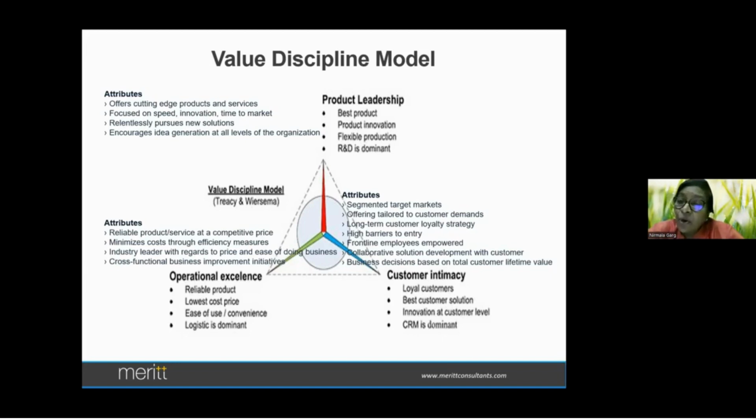Okay. Now, why did we talk about these 3 companies? When the companies are positioning themselves and saying that, yes, this is the customer value addition we are giving, or this is our value proposition, how do they fulfill that value proposition? Because it's ultimately people who have to fulfill it, right?